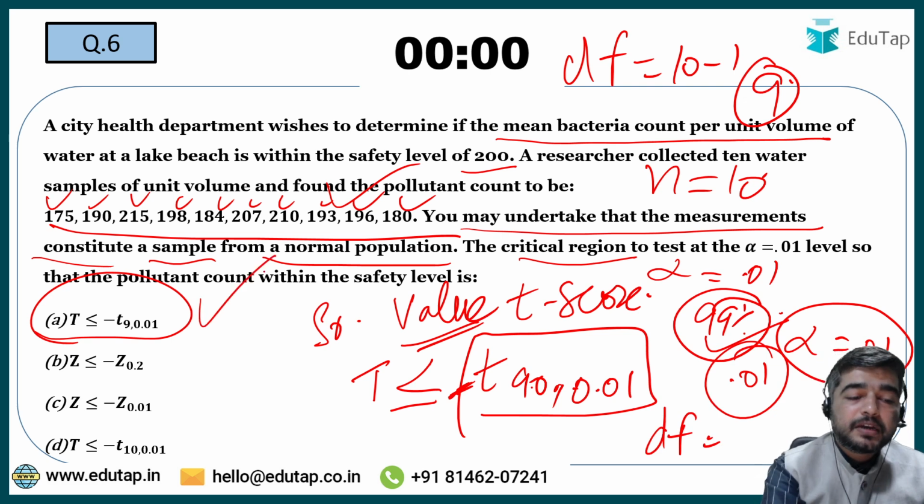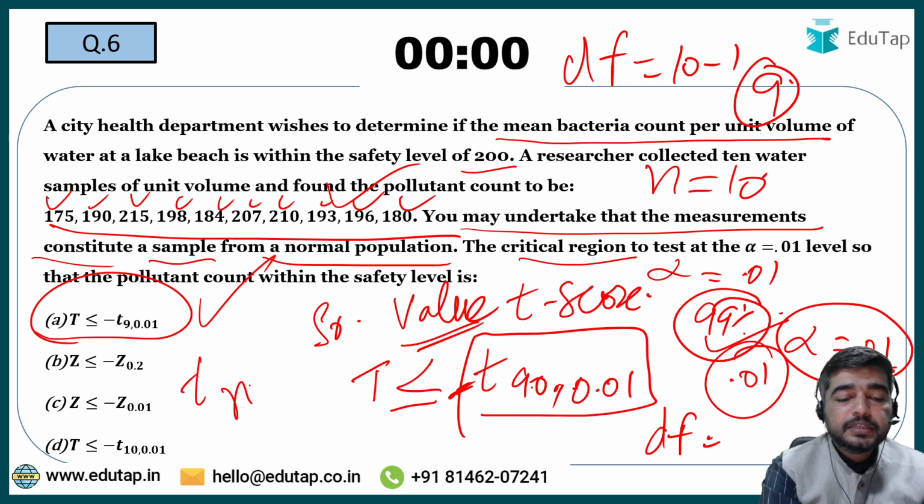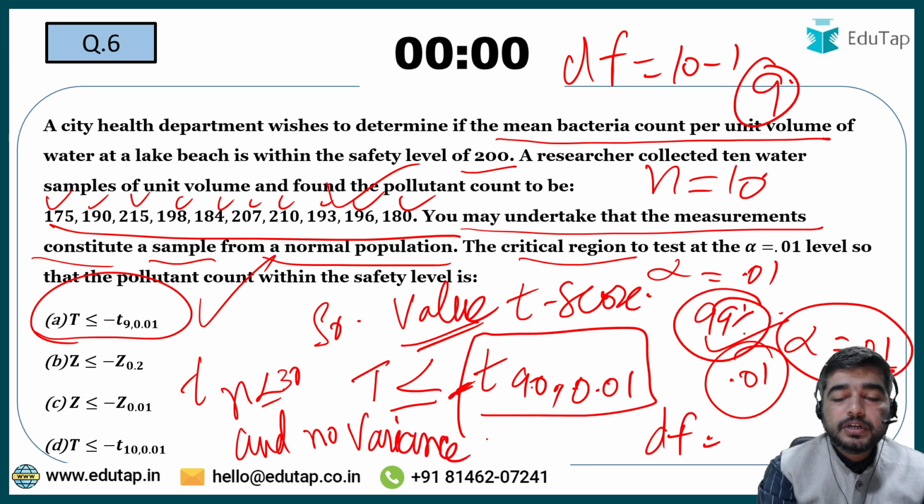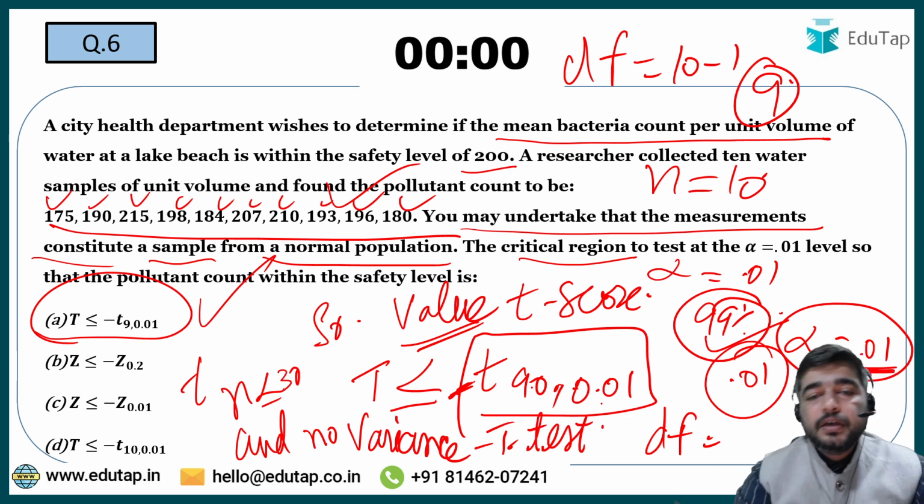Why did we take the t-test? There are two reasons: n is less than 30, and no variance is given. So we will use the t-test. Remember, for this exam, just focus on properties and basic formulas.